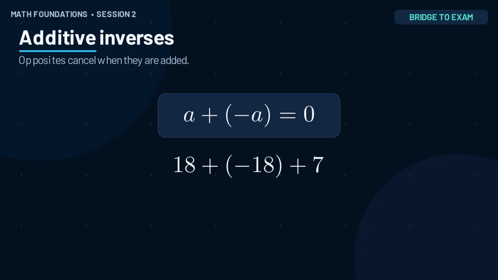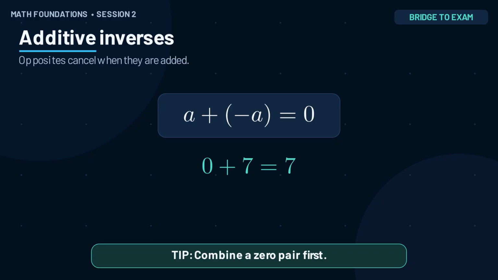Now simplify 18 plus negative 18 plus 7. Step 1. Locate the opposite pair, 18 and negative 18. Step 2. Combine that pair to make 0. Step 3. Add the remaining 7. 0 plus 7 equals 7. Grouping a zero pair first makes the expression shorter and reduces sign mistakes.